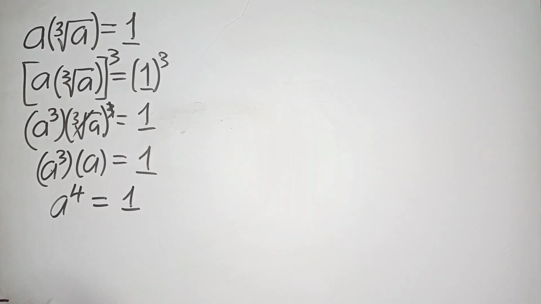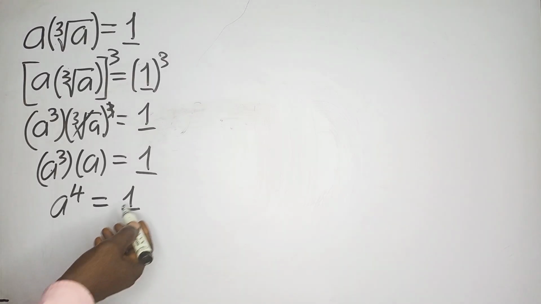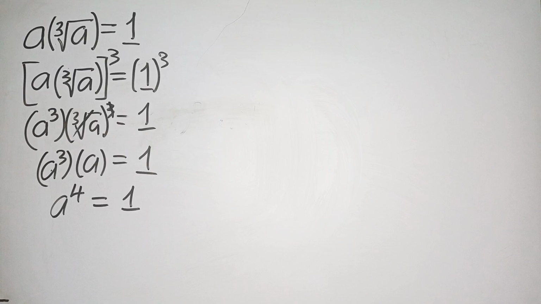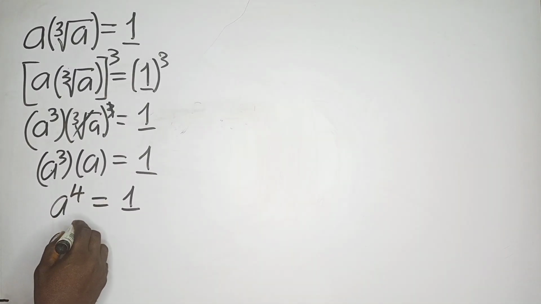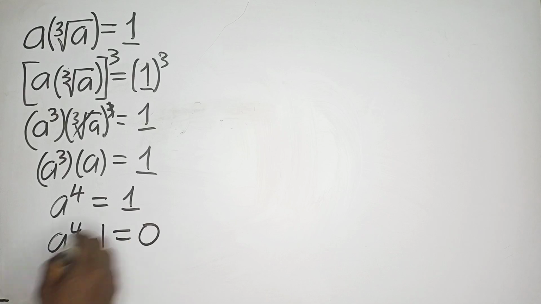What we have here is actually a quartic polynomial, or a polynomial of degree 4. If we take the 1 from the right hand side to the left hand side, we obtain a to the power 4 minus 1 equals 0, giving us the quartic equation, a polynomial equation of degree 4. It simply means that this equation is supposed to have four solutions, or 4 roots.